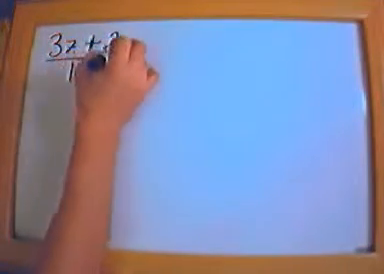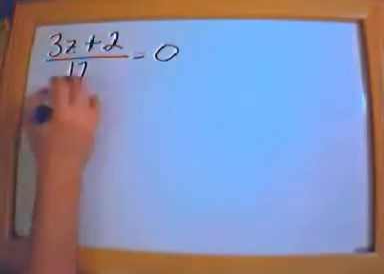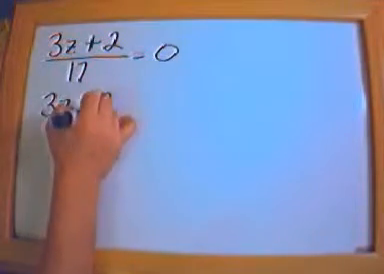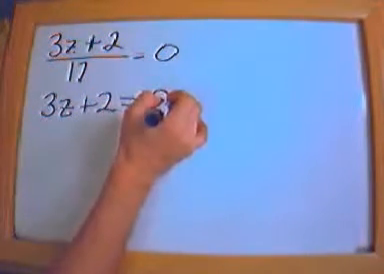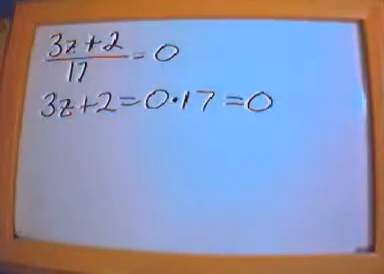Alright, this is kind of a neat one. Let's try 3z plus 2 divided by 17 is equal to 0. Now this is going to be fun. Watch this. Let's get rid of the 17. I'm going to multiply both sides by 17, so that's going to leave me with 3z plus 2 is equal to 0 times 17. 0 times 17 is simply equal to 0.